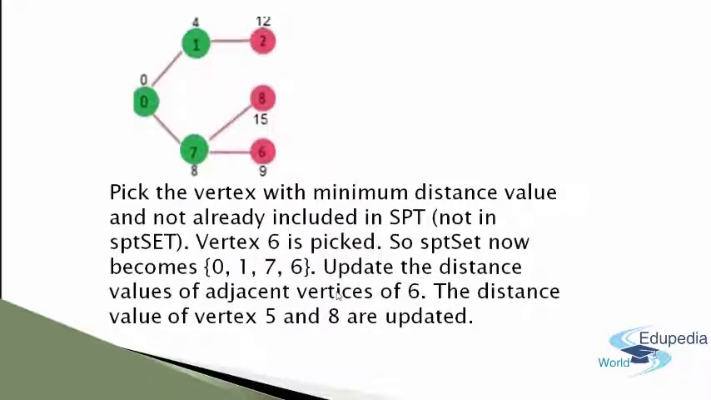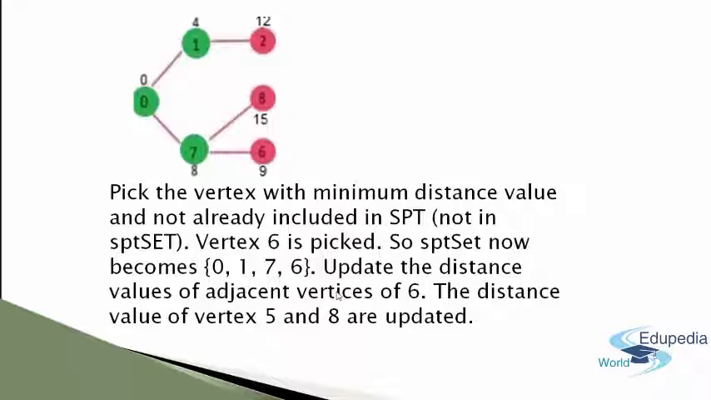Now again we have to pick the minimum distance value which is not already included in SPT, which is vertex 6. Why? Because the distance value so far, if you see, is 9 over here. In the other case it's 15, and in the upper case it's still 12, which is still greater than 6. So now SPT has become 0, 1, 7 and 6.